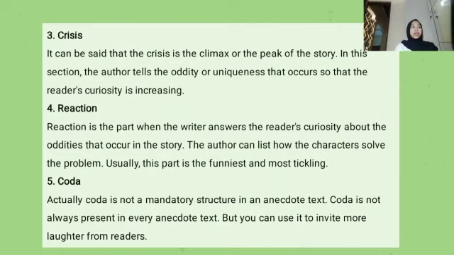Number 3. Crisis. It can be said that the crisis is the climax or the peak of the story. In this section, the author tells the oddity or occurrence that happens so that the reader's curiosity increases. Number 4. Reaction. Reaction is the part when the writer answers the reader's curiosity about the oddities that occur in the story. The author can show how the character solves the problem. Usually, this part is the funniest and most tickling.